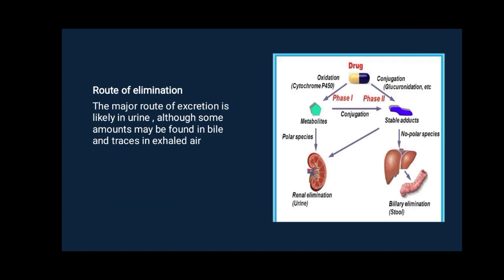Rate of elimination. The major route of excretion is in urine, although some amounts may be found in bile and traces in exhaled air. Drug oxidation and conjugation: phase 1 and phase 2. Phase 1 forms metabolites and phase 2 forms stable adducts. These are conjugation processes. Metabolites are polar species and stable adducts are non-polar species. In the form of polar species, renal elimination in urine. In the form of non-polar species, biliary elimination in stool.